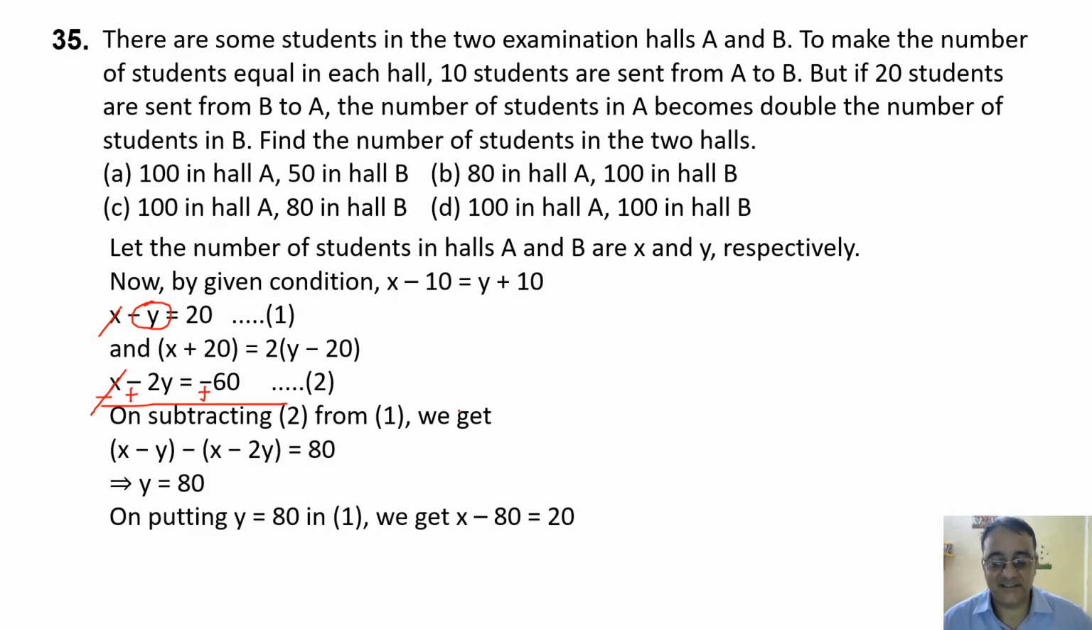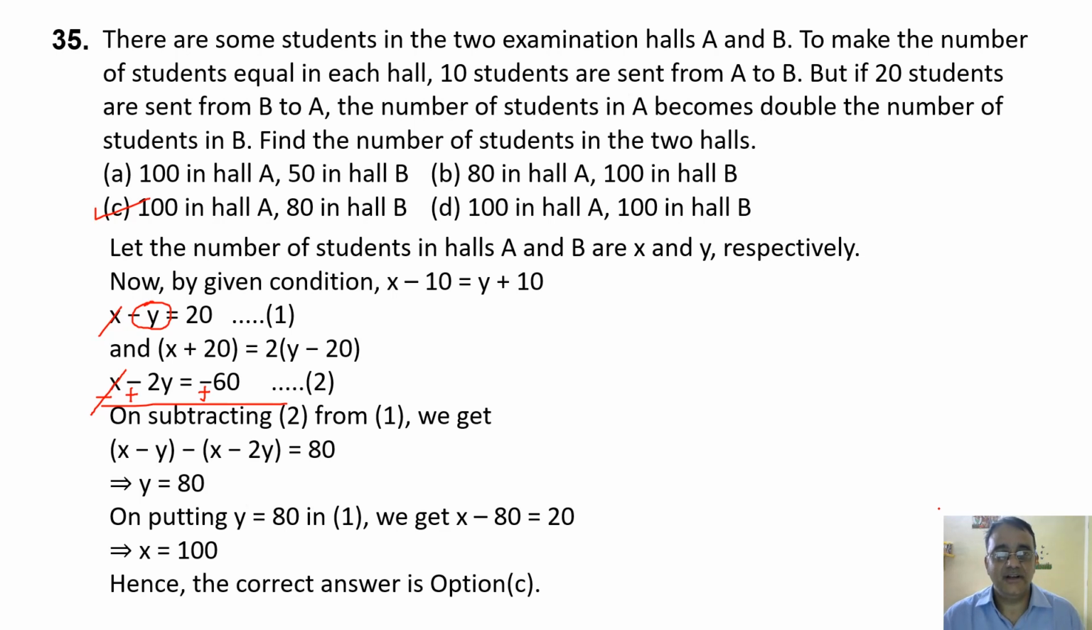So what is the value of x? 100. Right. So which option is the correct one? Option C, right. 100 in hall A and 80 in hall B, right. So now we are moving toward question number 36.